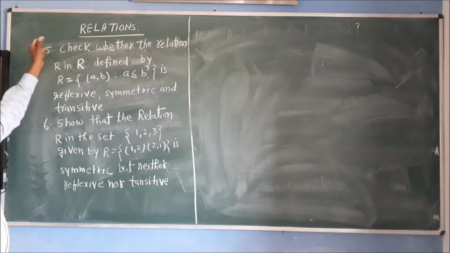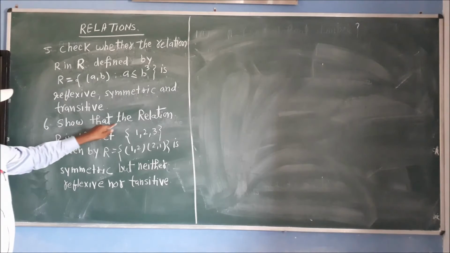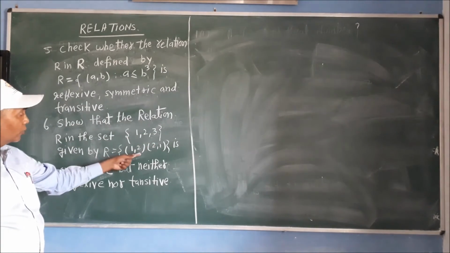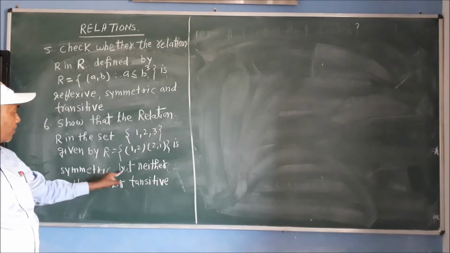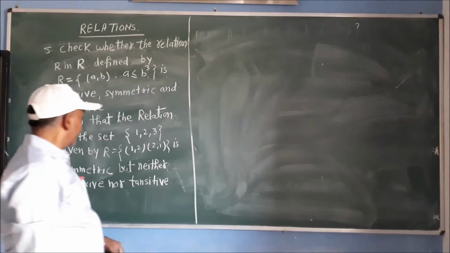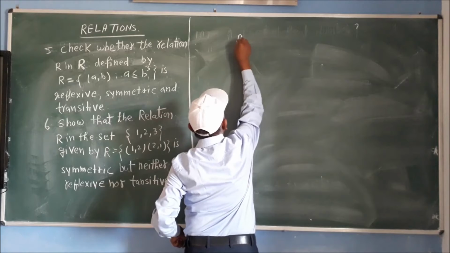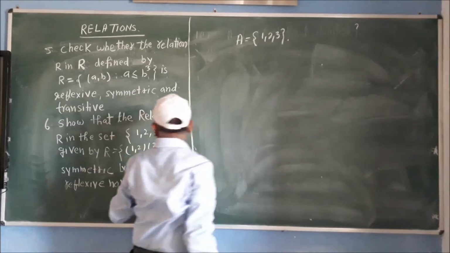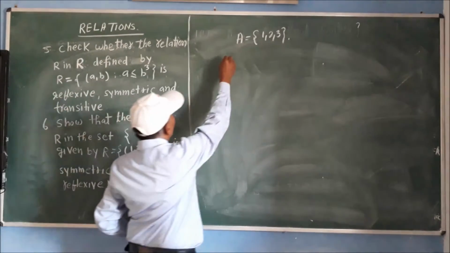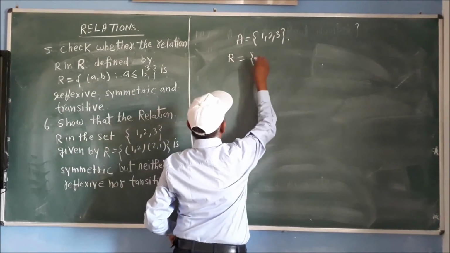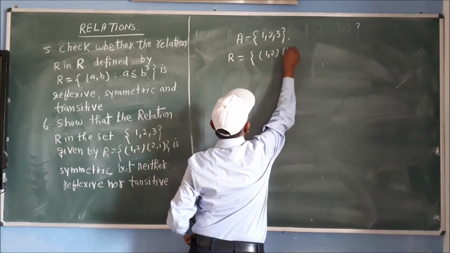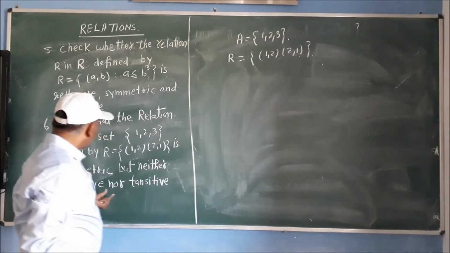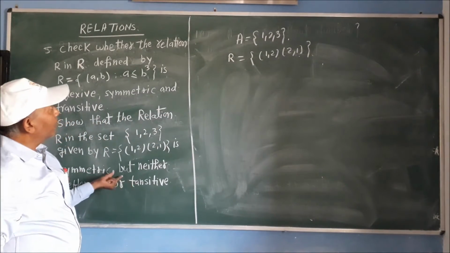Next, question number 6 of exercise 1.1. Show that the relation R in the set {1, 2, 3} given by R = {(1,2), (2,1)} is symmetric but neither reflexive nor transitive. So here A is a set and its elements are 1, 2, 3, and R is a relation whose elements are (1,2) and (2,1). We have to show that this relation is neither reflexive nor transitive but symmetric.